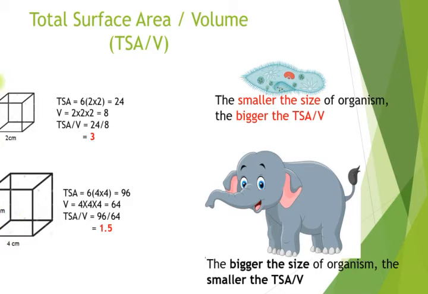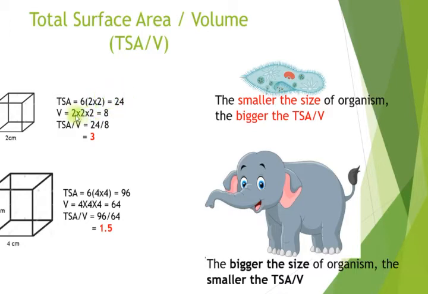Alright, so let's go to the first cube first. We have to calculate the TSA per V of this cube. How to calculate the TSA per V? First you have to find the total surface area of this cube, by using the formula of the surface area. I already counted for you. There are 6 sides here, times 2 times 2, so you will get 24.